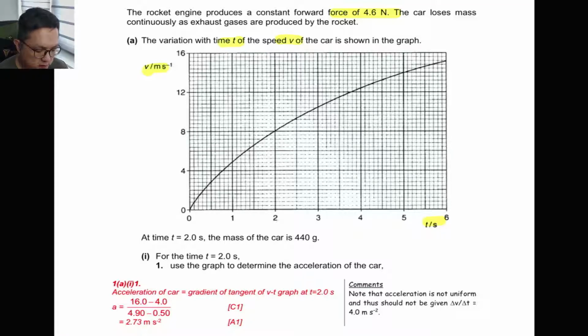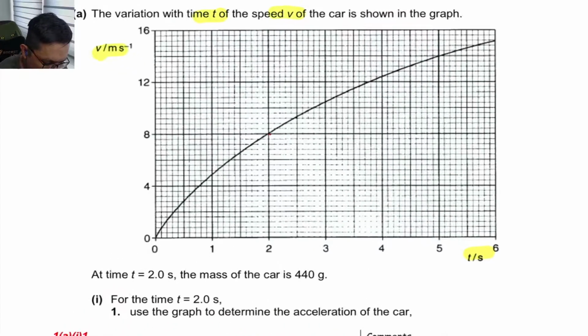Okay, so for this, a lot of you used the straight line. What you did was you extended the line up to 2 seconds this way, and then you found the gradient of this line. Okay, you're not supposed to do this because remember this is a VT graph. To find the acceleration at a particular timing, you need to use your tangent.